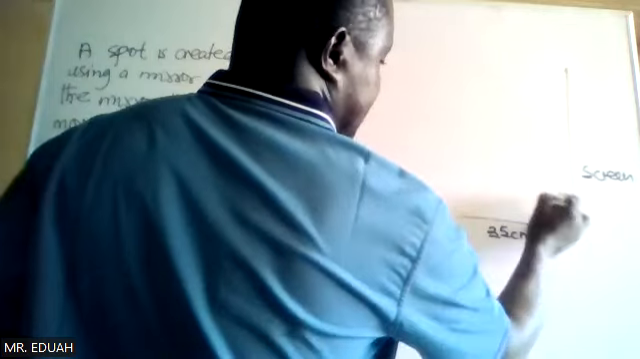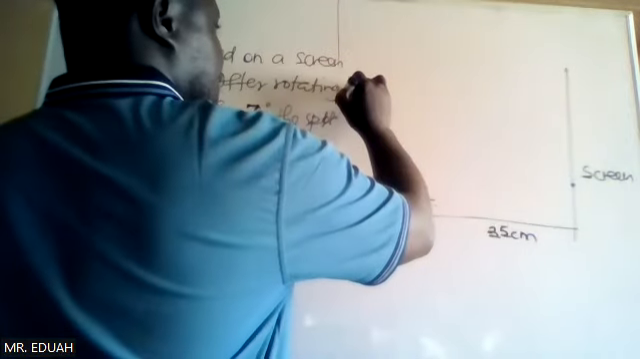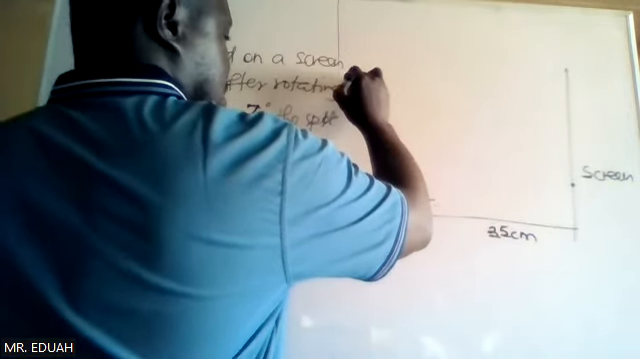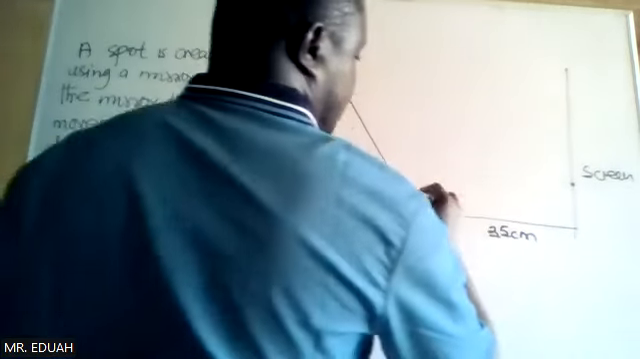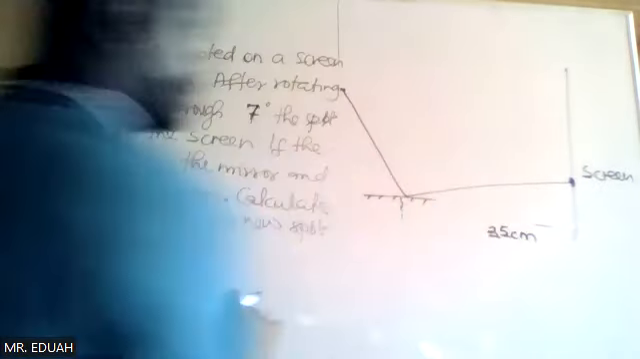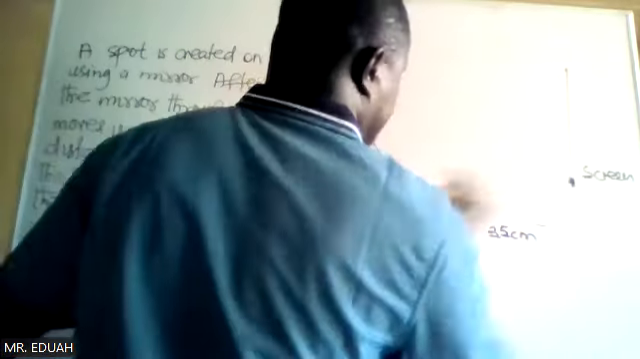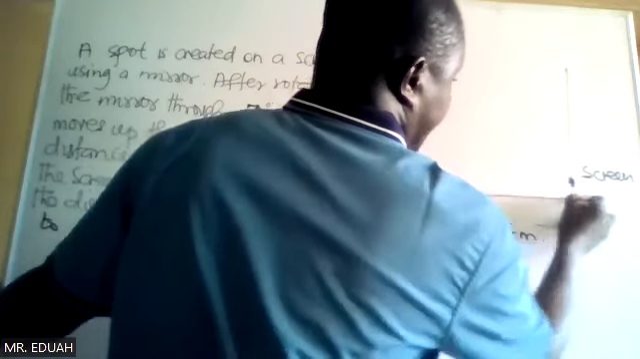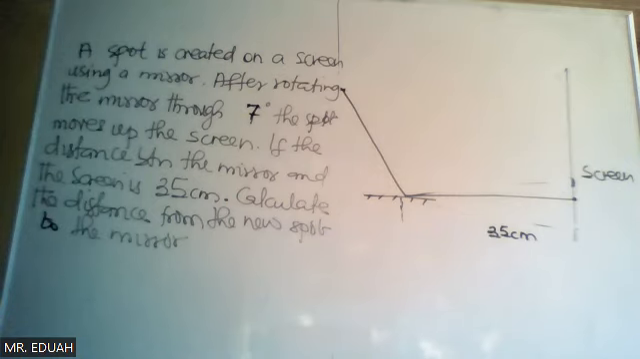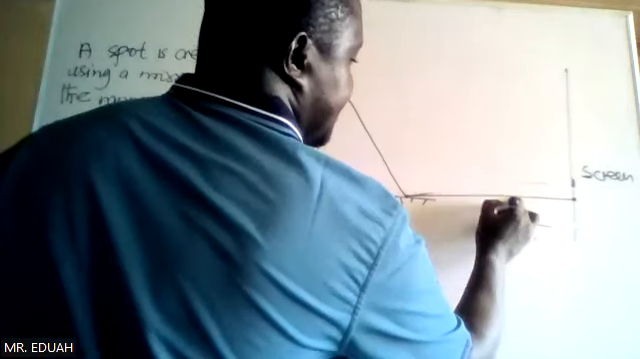Let's assume there's a first spot. So there's a source of light, which when it is incident, creates a first spot. Let's say the first spot is here. Now, after the mirror is rotated, this distance from the mirror is 35.